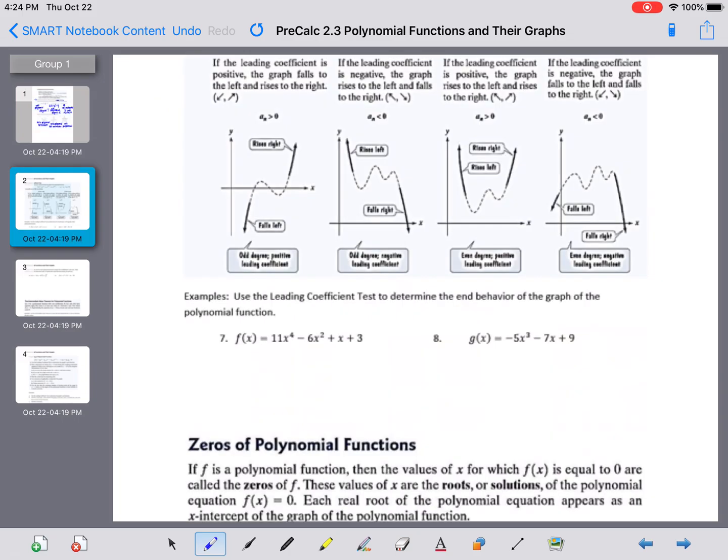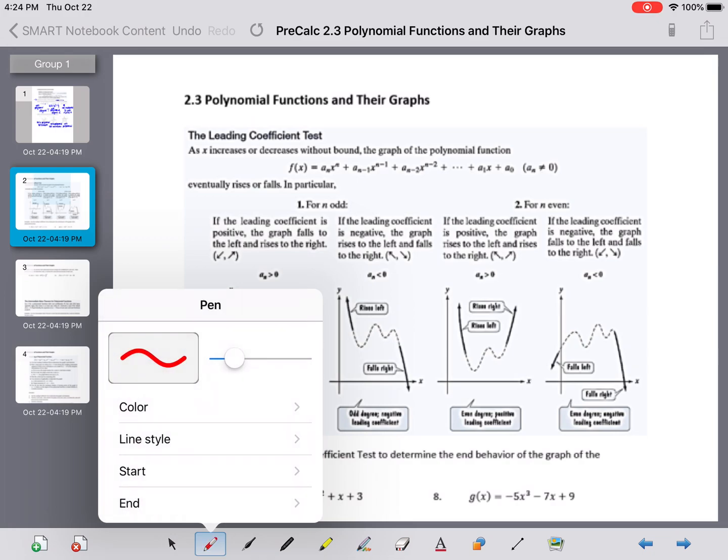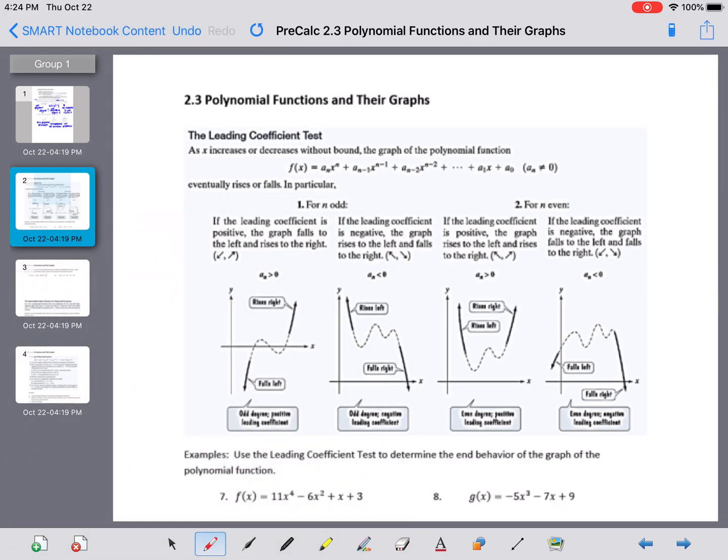Okay, so page 2. All right, leading coefficient test. Okay, so one thing that's important is, one, we have to have a polynomial. We want to put them in highest to lowest degree, and whatever is the highest degree could have something in front of it. So that number, that value in front of it is the leading coefficient.